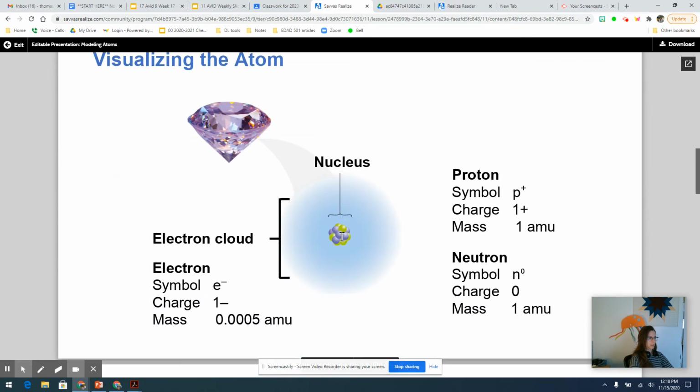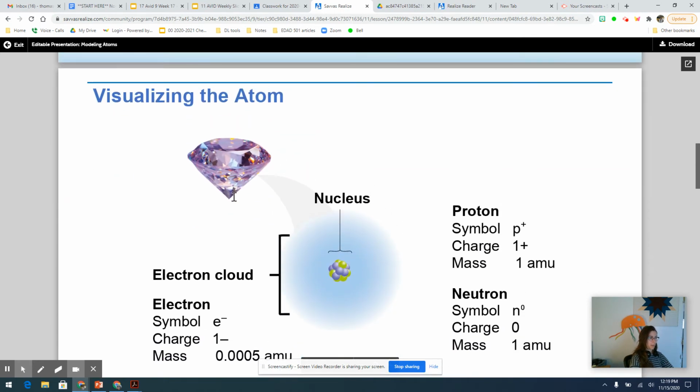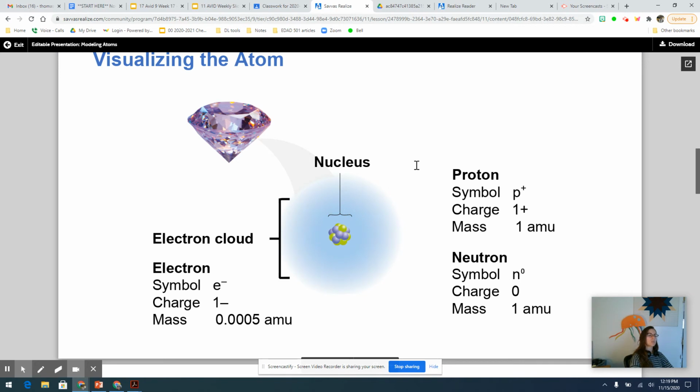Okay, visualizing the atom. So here we have a picture of a diamond, of course. Diamonds are actually made 100% of carbon. So just like charcoal is made of carbon, even most of your body is made of carbon. If all the carbon atoms are arranged in a very specific crystal shape, then we get this really beautiful structure, which is so perfect that it looks like a diamond and is incredibly hard.